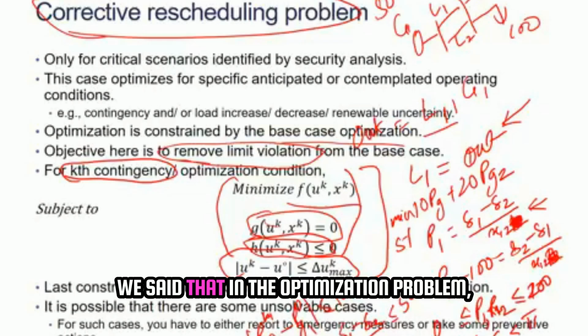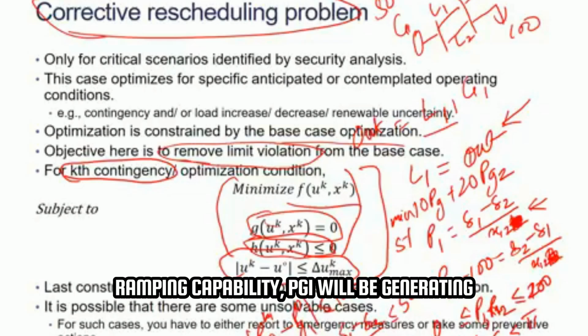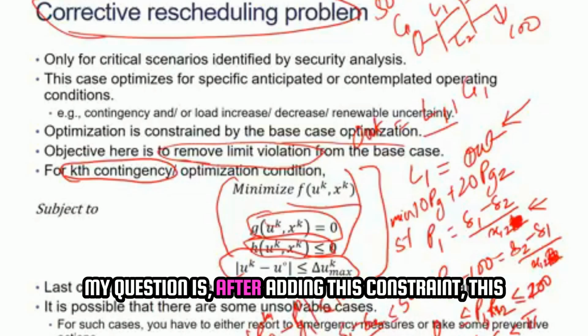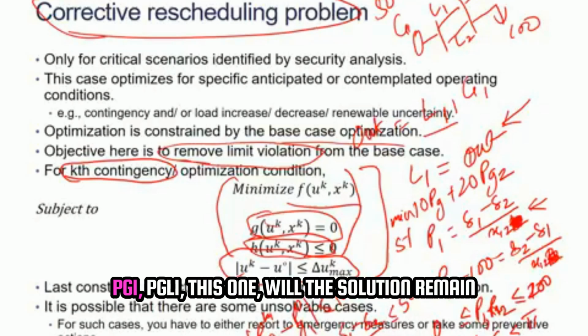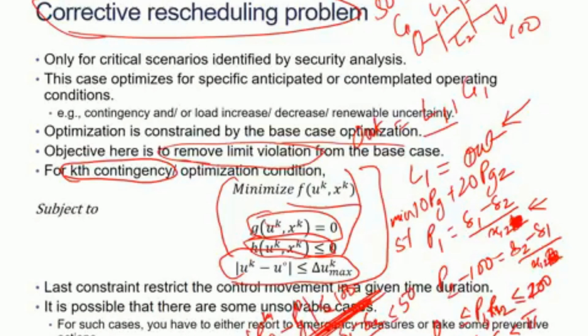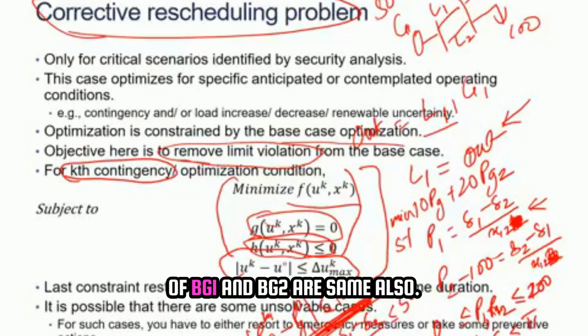We said that in the optimization problem, when we assume there is infinite ramping capability, PG1 will be generating 50 and PG2 will be generating 50. My question is, after adding this constraint on PG1 for L1, will the solution remain the same or will it be different? Anyone? It will be the same because the values of PG1 and PG2 are the same.